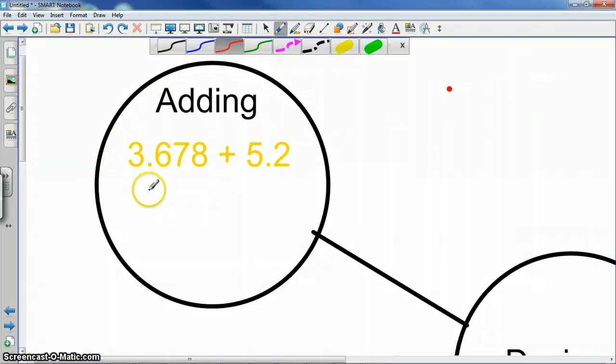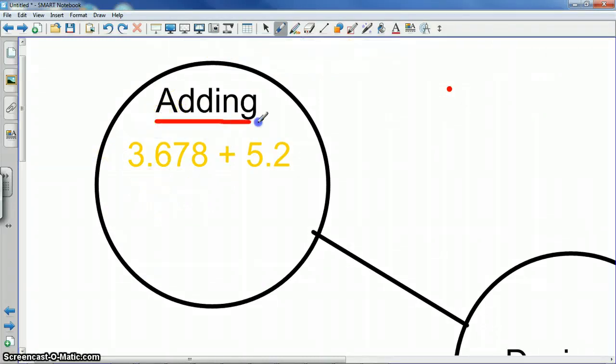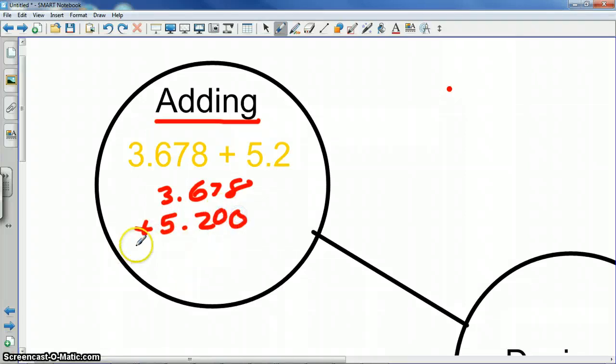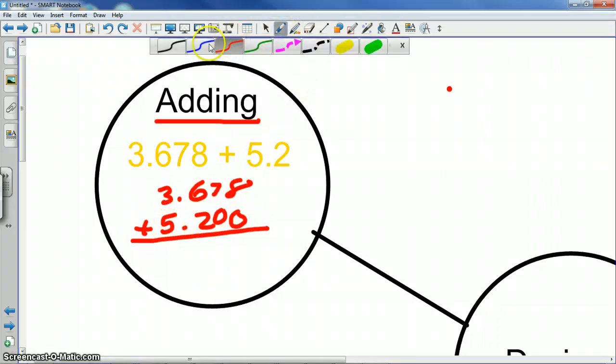So remember, when we're adding, we have to always line up our decimals. So we're going to put 3.678 plus, and then we line up the 5.2. And then if you want, you can put some zeros to hold this place in this spot, and it won't change the value. So that's 3.678 plus 5.2. We line up our decimals. And now we just add like you've always added.